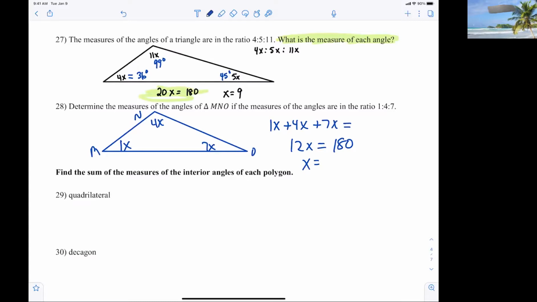Solve 12x equals 180, KK. Just like we did up here in number 27. How did I get x equals 9? 180 divided by 20. So what do I do on this problem?